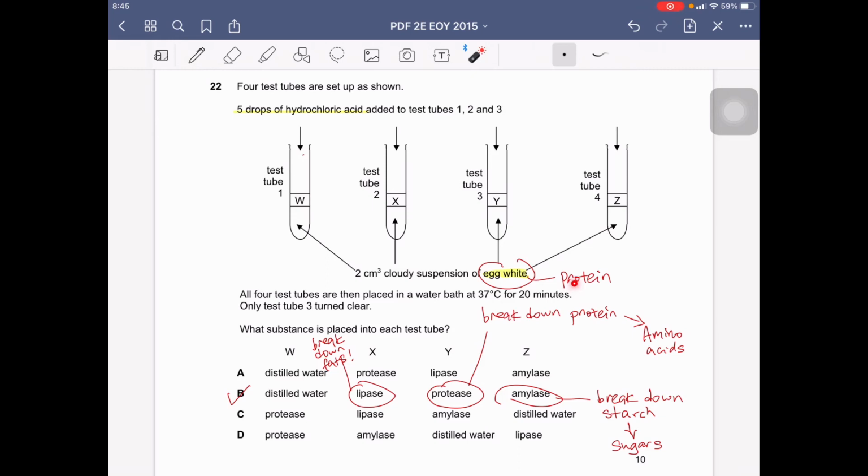So if you look at the options, I can see that for Y, it must be protease, because I need protease to break down the egg white. So with this in mind, the other options cannot have protease. If W has protease, all these are wrong. This is also wrong. And my answer is left with only B. Alright, so that's the answer.